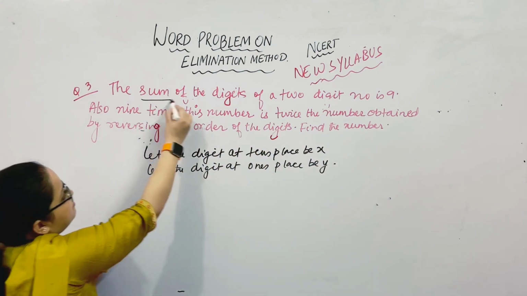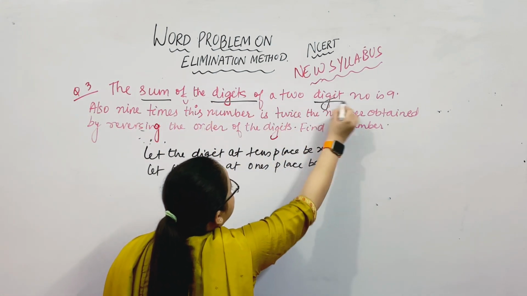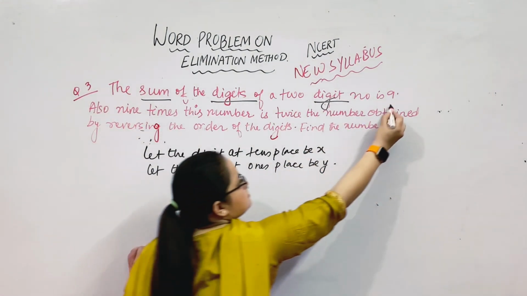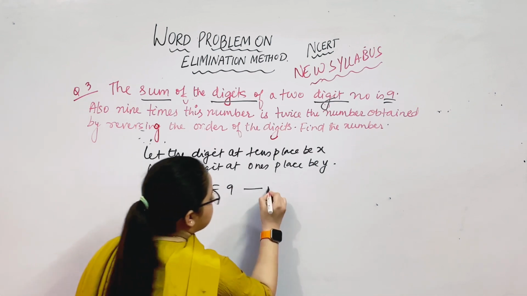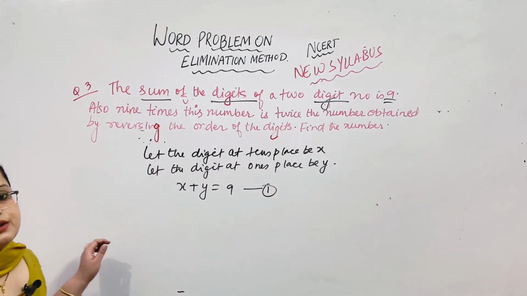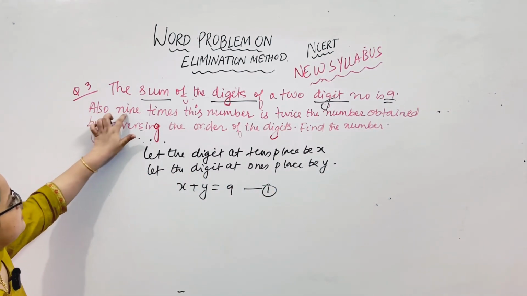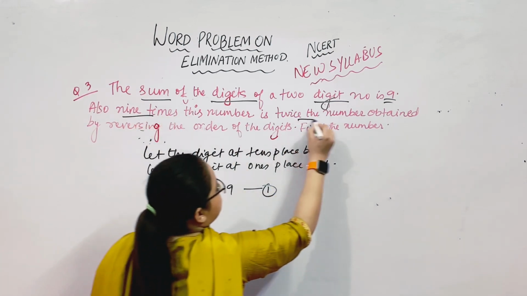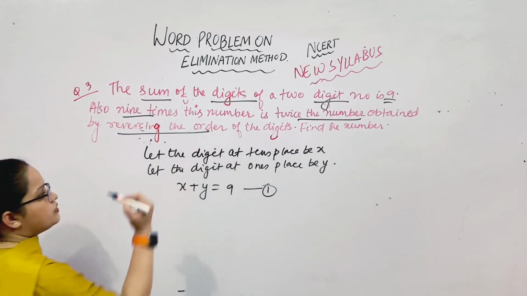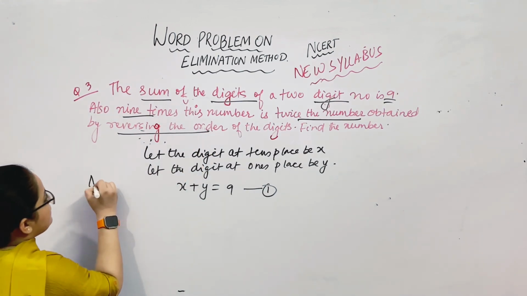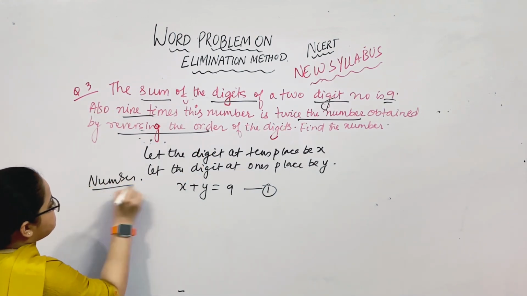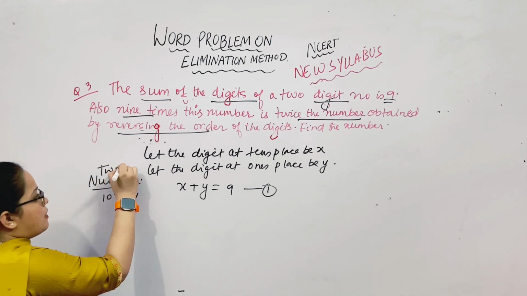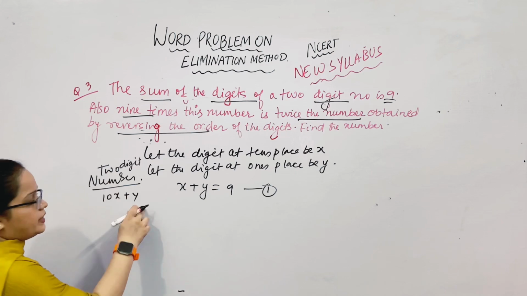So it says sum of the digits of the two-digit number. That means x plus y is 9. This is our first equation. Hope this is clear to you. Also it says 9 times this number is twice the number obtained by reversing the order of the digits. That means the two-digit number is made of the expression 10x plus y.